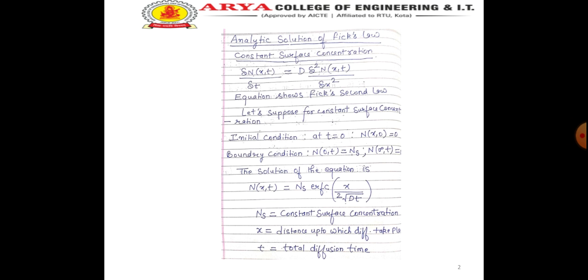Let's suppose for constant surface concentration, the initial conditions are: at t = 0, n(x,0) = 0. Boundary conditions are n(0,t) = Ns and n(∞,t) = 0. The solution of the equation is n(x,t) = Ns erfc(x/2√(Dt)), where Ns is the constant surface concentration, x is the distance up to which diffusion takes place, and t is the total diffusion time. So this is the analytic solution of Fick's law at constant surface concentration.